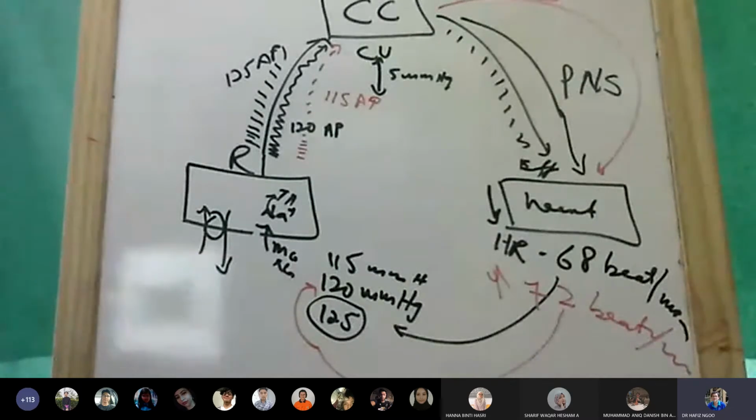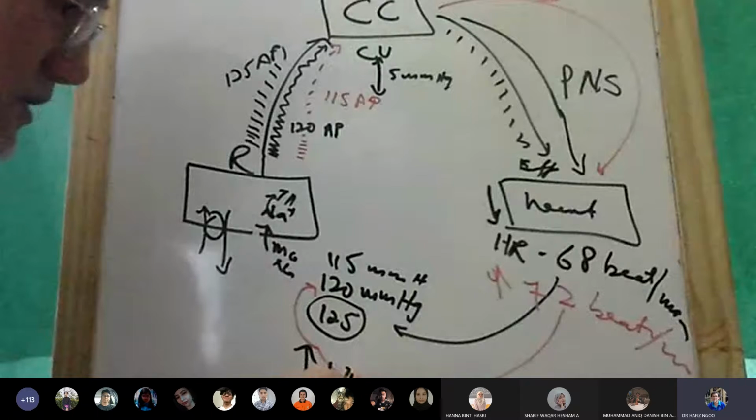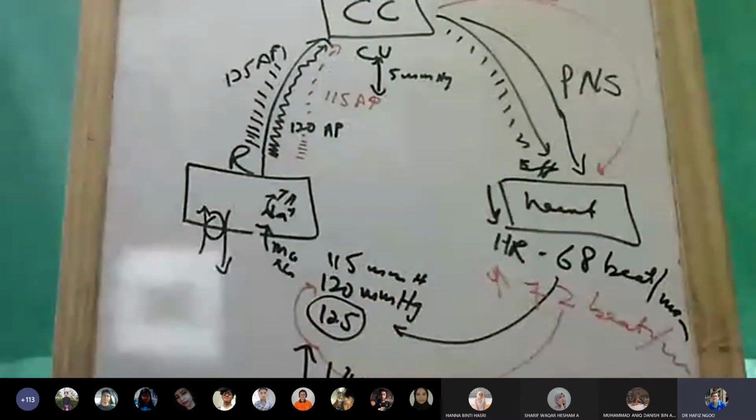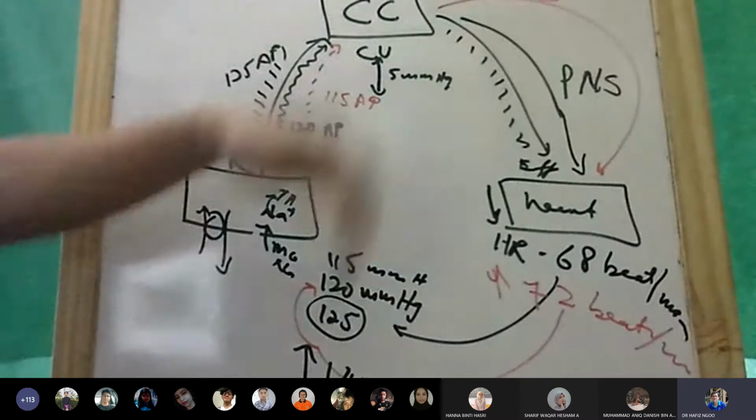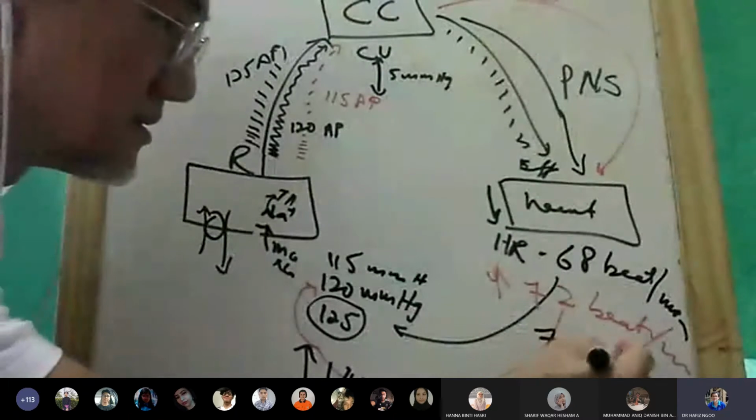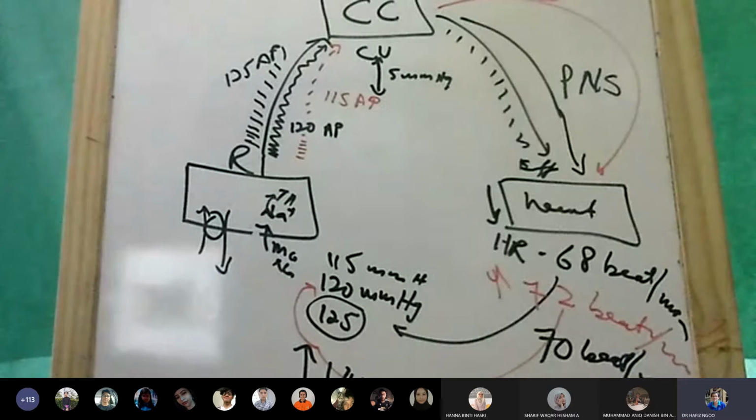Now, what happens in people with hypertension? Okay, in people with hypertension, we know the blood pressure has increased to 140 millimeters of mercury. Let's say normally it's 120. Now, what happens to this? Why does the heart rate still beat about 70 beats per minute? Can you explain why?